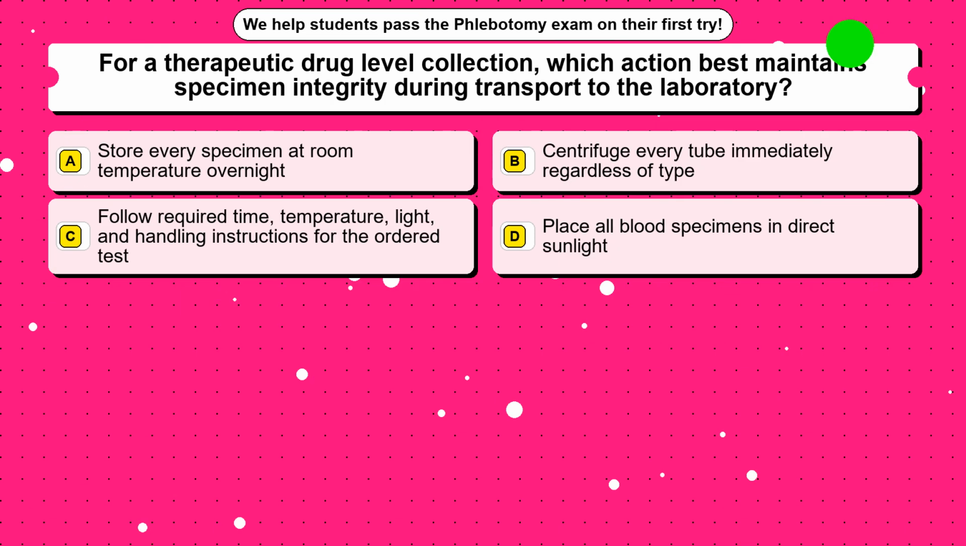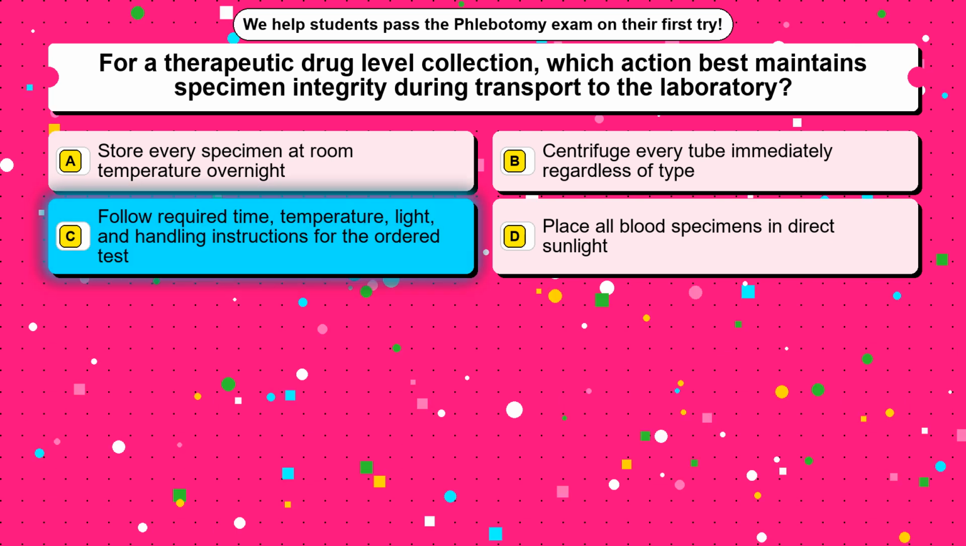Question 42. For a therapeutic drug level collection, which action best maintains specimen integrity during transport to the laboratory? Option A. Store every specimen at room temperature overnight. Option B. Centrifuge every tube immediately regardless of type. Option C. Follow required time, temperature, light, and handling instructions for the ordered test. Option D. Place all blood specimens in direct sunlight.